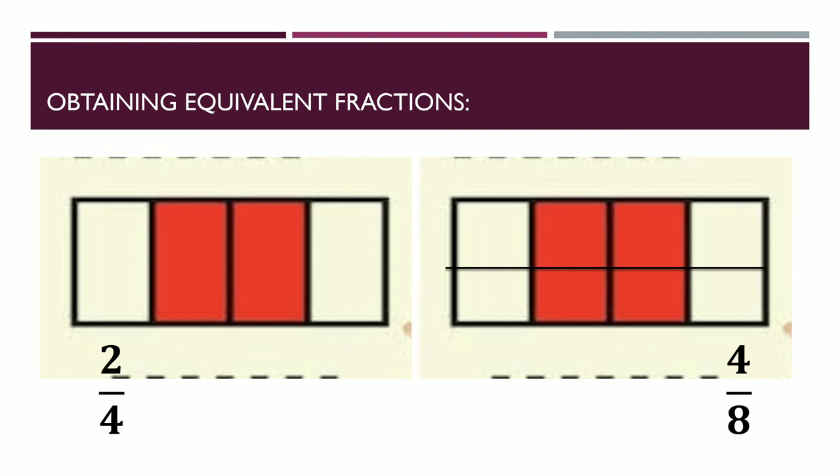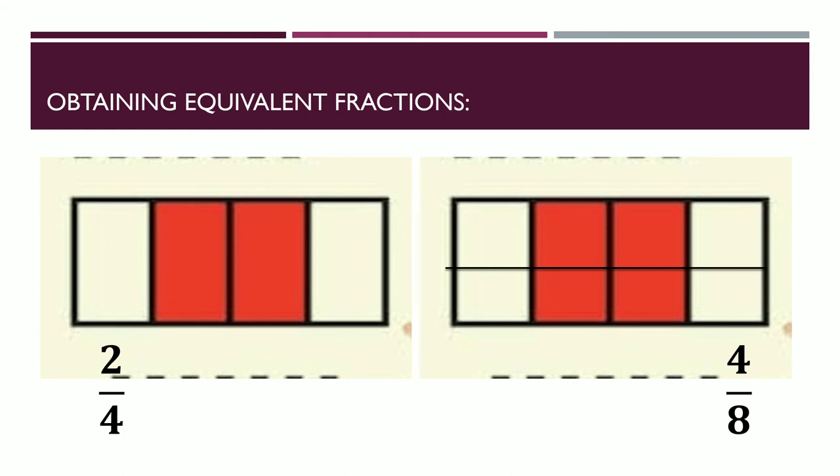If you see the picture carefully, you know the difference in those pictures. By drawing a line, the colored parts became 4 parts, but the figure is same. So 2 upon 4 and 4 upon 8 are equivalent fractions.